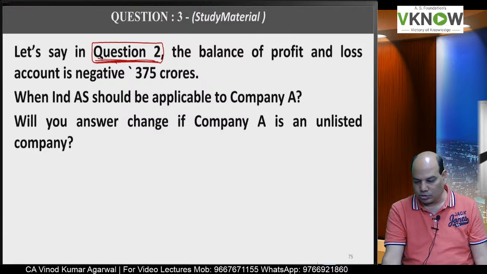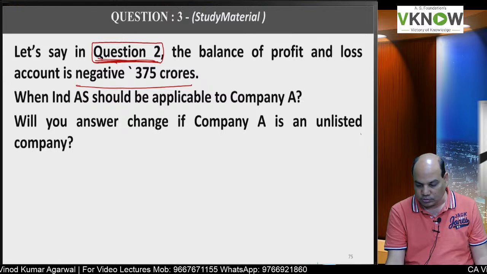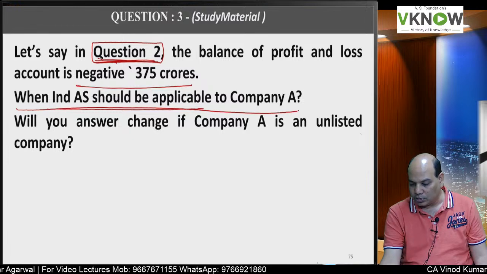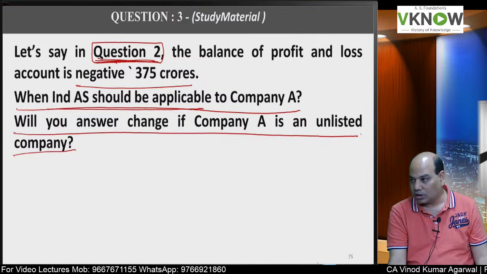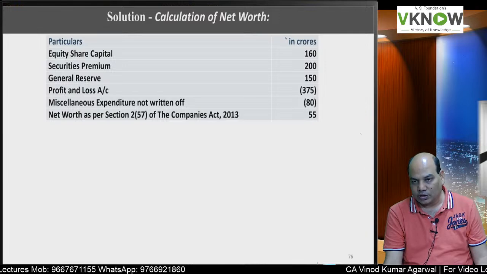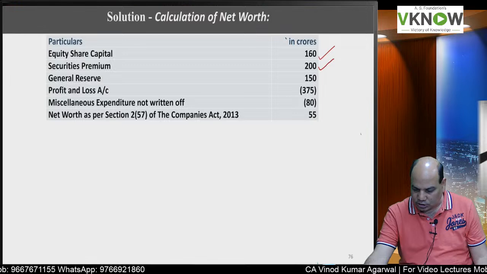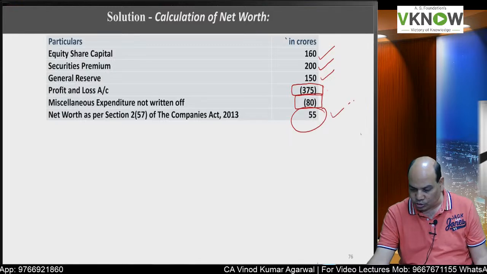So suppose in question 2, the balance in the P&L account was minus 375 crore. Oh my God. When Ind AS should be applicable to company A, will your answer change if the company is an unlisted company? So let me first check the net worth on the screen. Share capital, security premium, general reserve. This time this is minus 375 and miscellaneous expense minus 80. So please check the total.